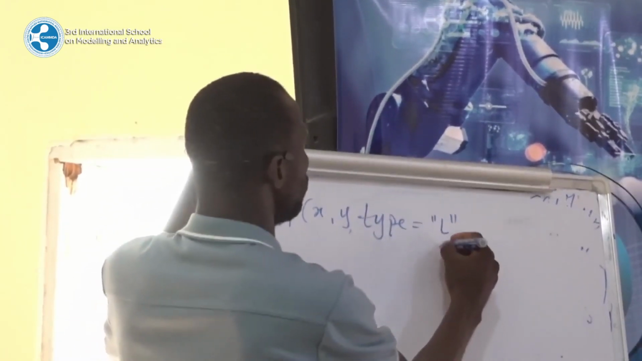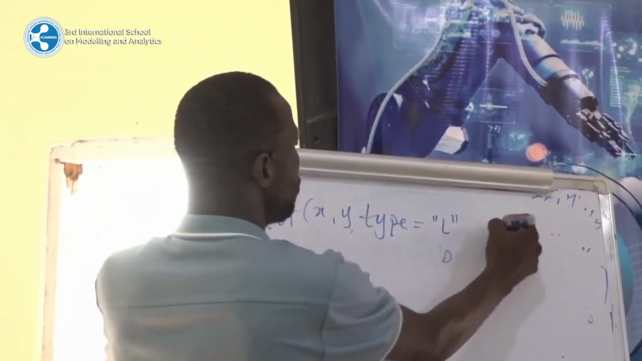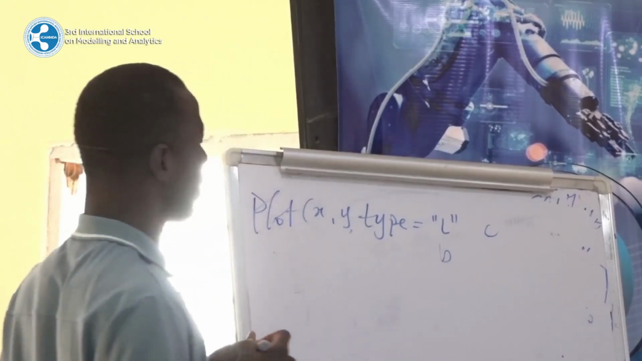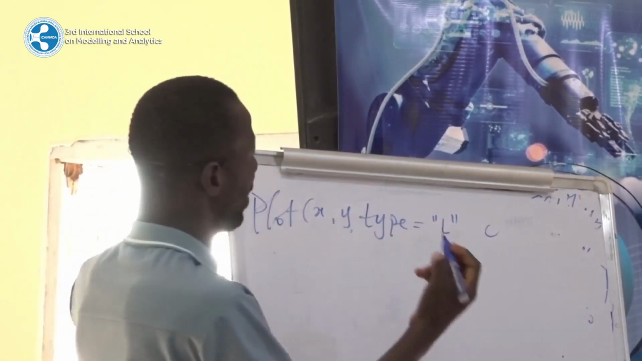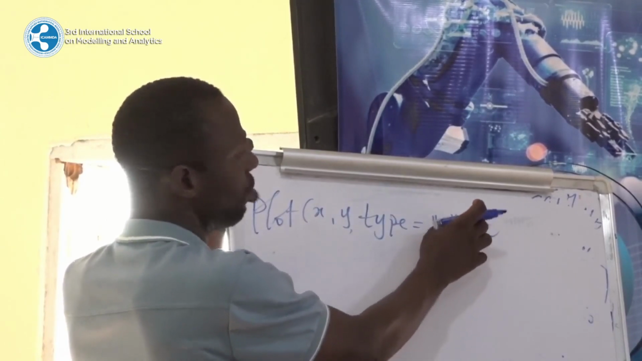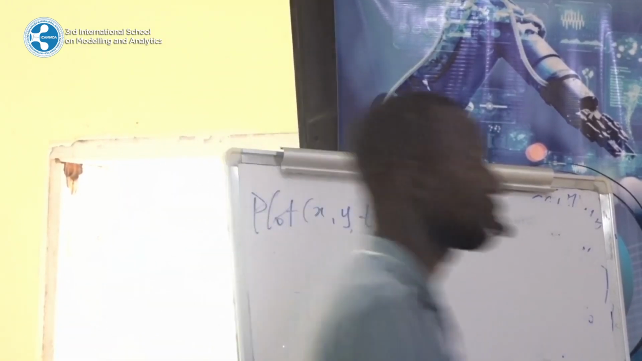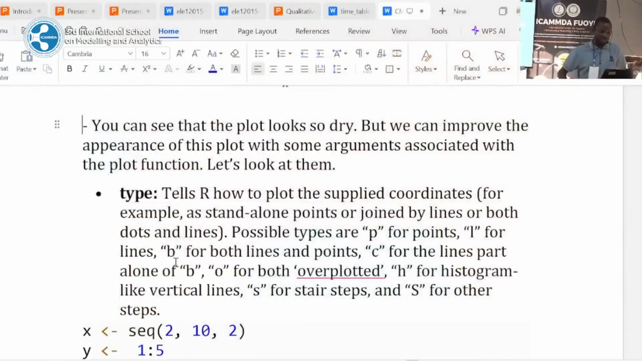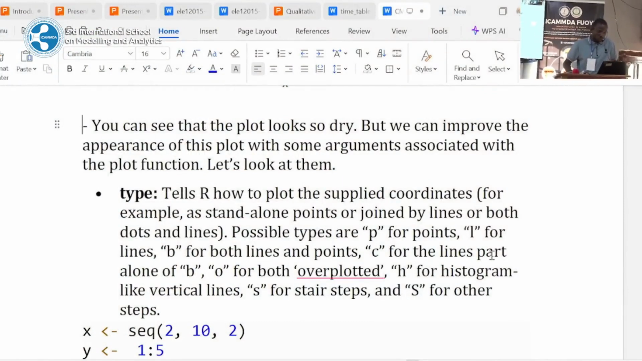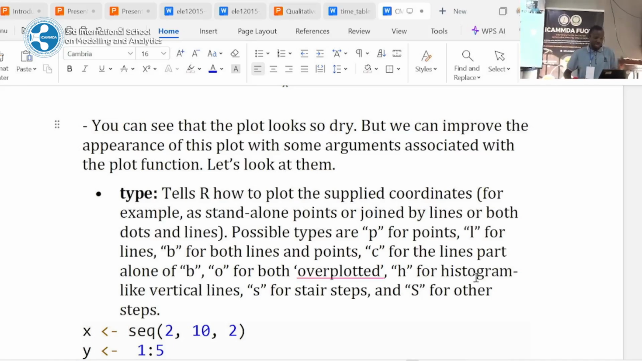You can also use b, which is for both. We can use c. We are going to see the other values that we can also use. But let's note that whenever we want to put in the values, they are usually in quotes. So please, let's take note of that. If you are to look at this now, back to the slide, please. We have possible types: p for points, l for lines, b for both lines and points, c for the lines part alone of b, o for both overplotted, h for histogram-like vertical lines, s for stair steps, and capital S for other steps.